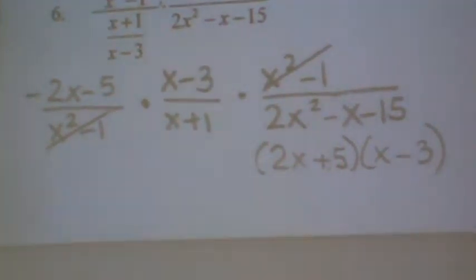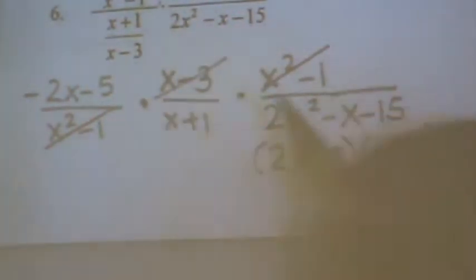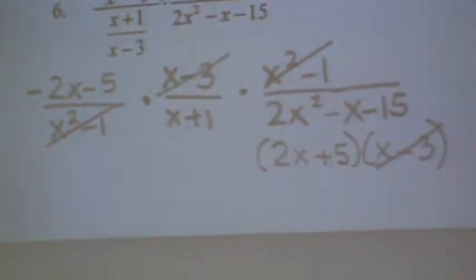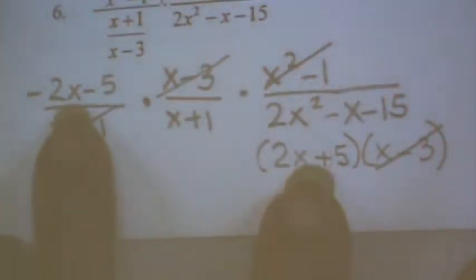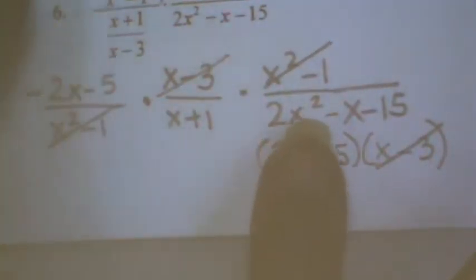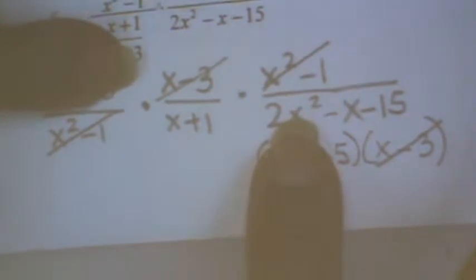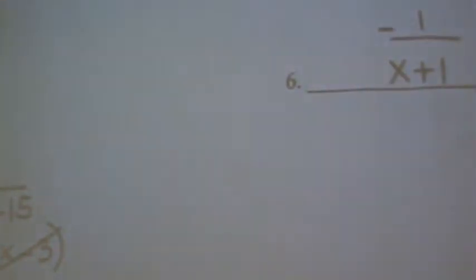Okay, what else cancels? x minus 3. Those two cancel. Anything else? There is something else. Can you take a -1 on the 2x minus 5? These two are both opposite signs. So you can cross them out, but you have to put what? A -1. So your answer is -1 over what? x plus 1. That's it.